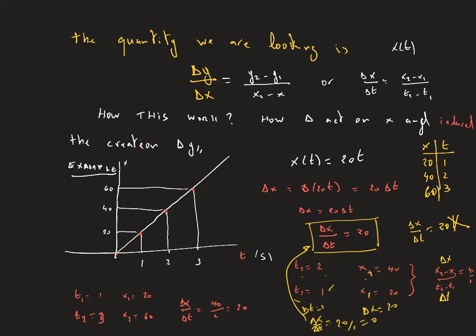If we do it between any other points, for example, for t equal 1 when the value is 20 and t equal 3 when the value is 60, delta x divided by delta t, the slope, is also 20. It doesn't change for a rectilinear line. To change the slope, you need to twist the curve. If you twist the curve, you change the slope. Always, always. There is no other way.